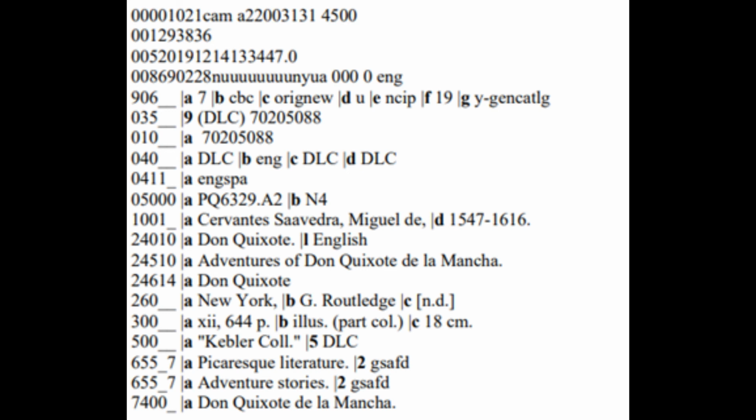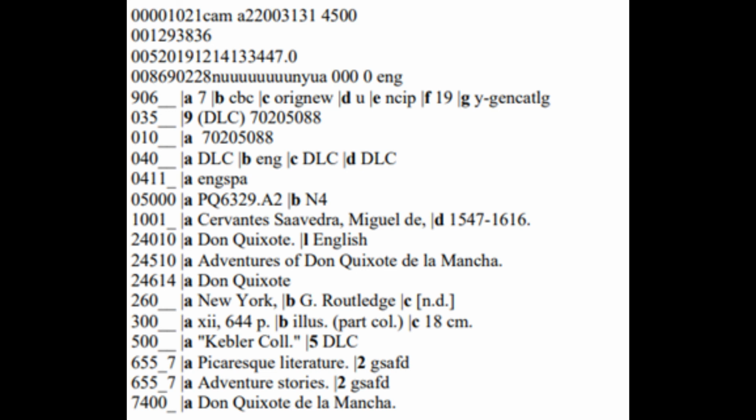Okay, so now let's have tag 100. First indicator 1, then subfield code A, the name of the author. We have Cervantes Saavedra, Miguel de. Then it has his date of birth and death date. And then in tag 240, we have there Don Quixote. That's the uniform title of the book, and it is translated in English. And the title of the book is Adventures of Don Quixote de la Mancha.